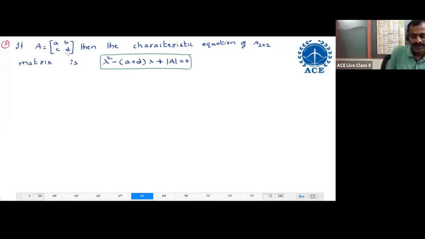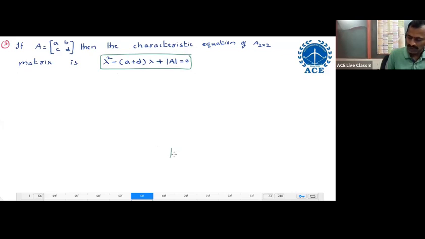The characteristic equation of a second order matrix is a second order equation. This equation contains three terms. Out of three terms, two terms are with lambda, and the last term is free from lambda. The coefficient of lambda is the trace of the matrix, the sum of the diagonal elements. And the last term in the characteristic equation is determinant of A only.